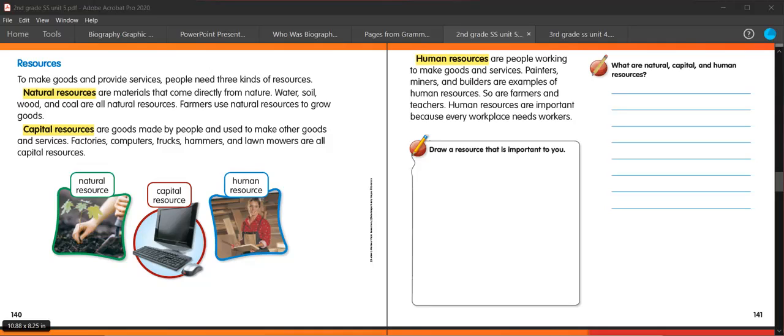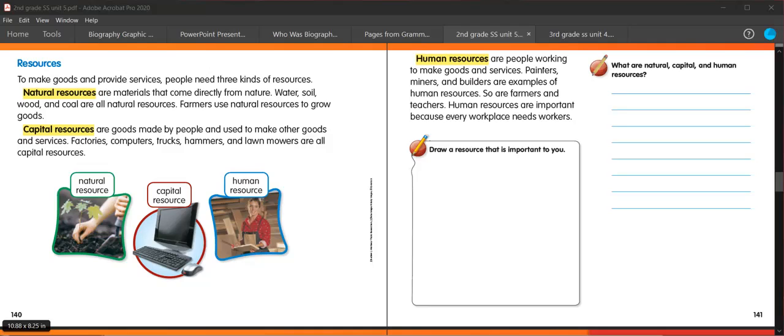So factories, computers, trucks, hammers, lawnmowers, all of these things are capital resources because they're used to do something else or to make something else. They're used to help provide a service, or they're used to create or make goods.